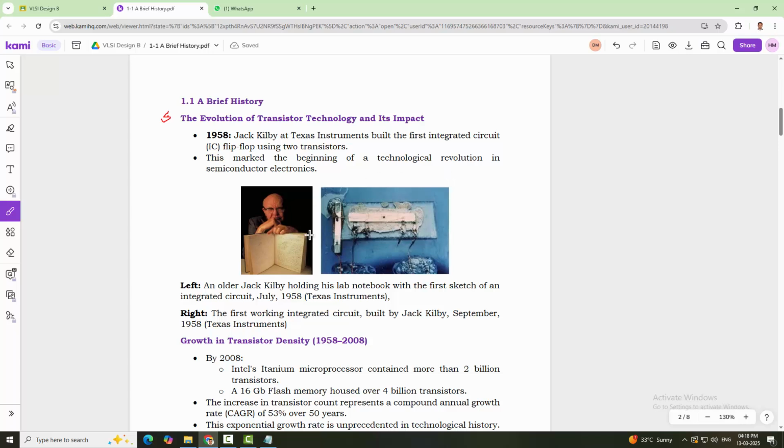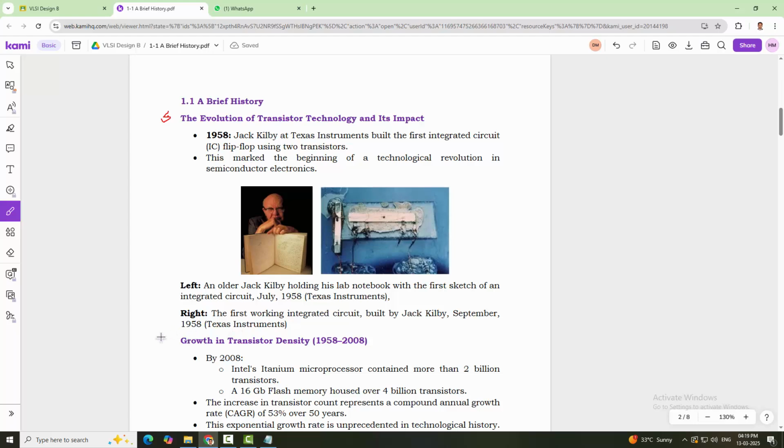And here is the photograph of Jack Kilby. It's an old photograph of Jack Kilby holding a lab notebook with the first sketch of an integrated circuit. This photo was captured in July 1958 at Texas Instruments. There is another photograph on the right side, which shows the first working integrated circuit, where a point contact transistor has been built on the integrated circuit by Jack Kilby. Again, this photograph was captured in 1958 at Texas Instruments.